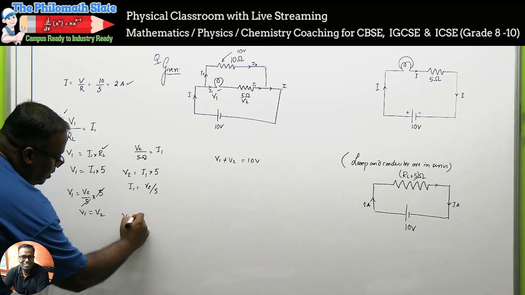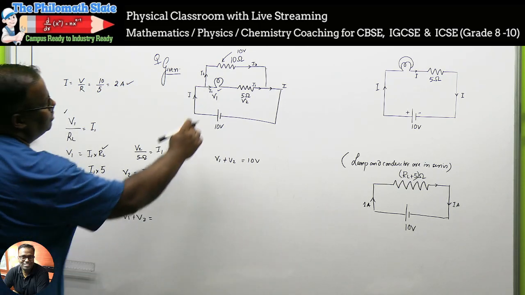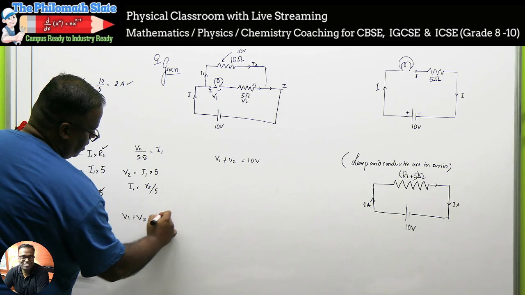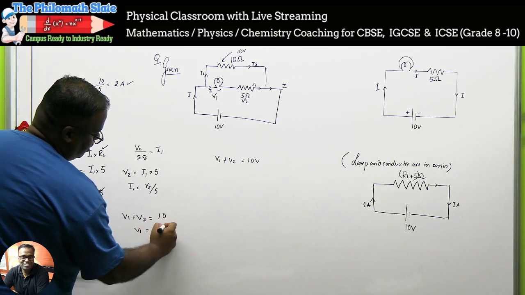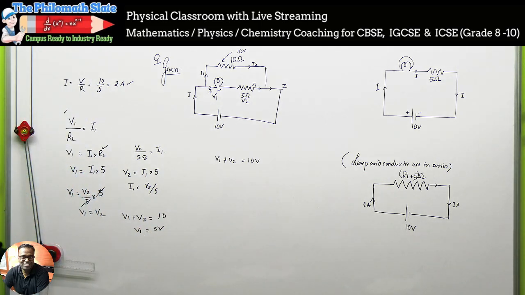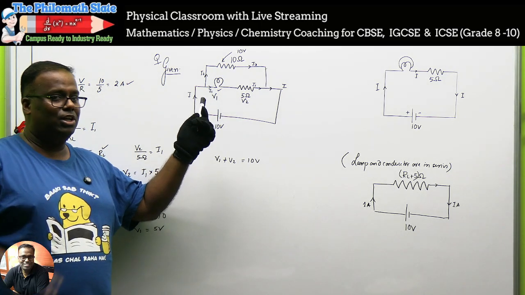And V1 plus V2 is how much? V1 plus V2 should be 10. So V1 should be equal to 5 volt. Think about it this way also, just think yourself. Now, a shortcut of doing this problem.